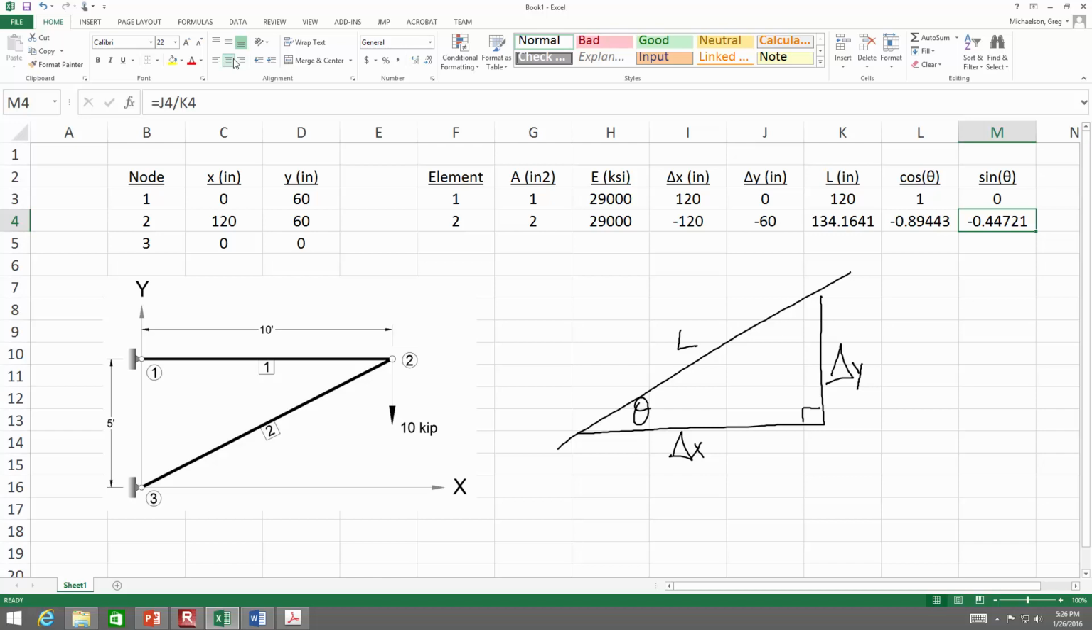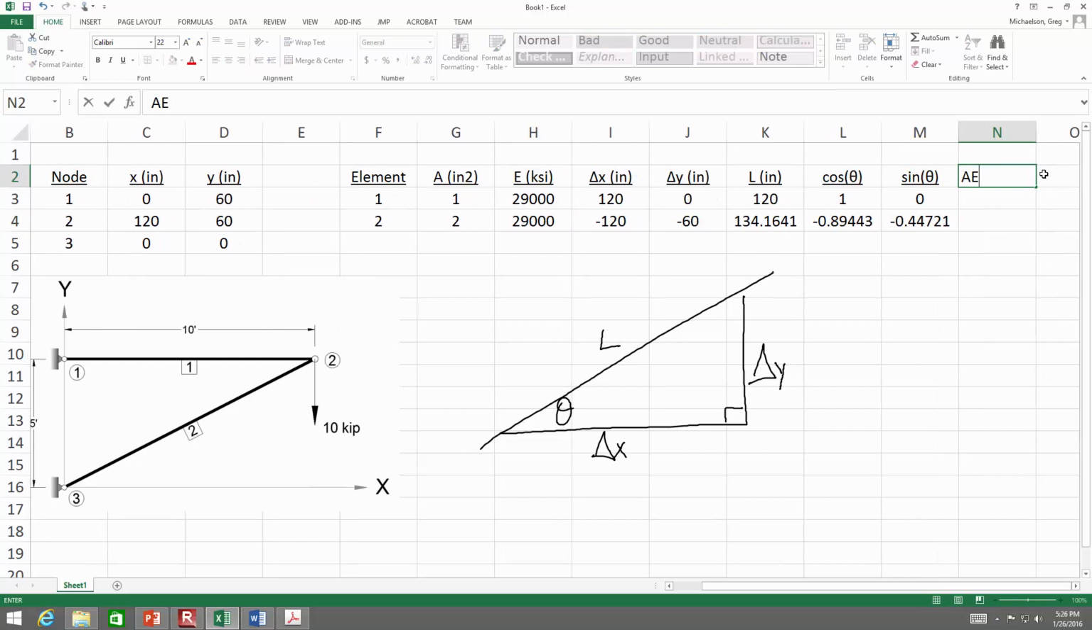All right. Since we need this value, I'm going to go ahead and calculate AE over L for each member because we're going to need that for the stiffness matrix. So equals A times E divided by L. How are we feeling? Not too bad, right? Pretty straightforward?